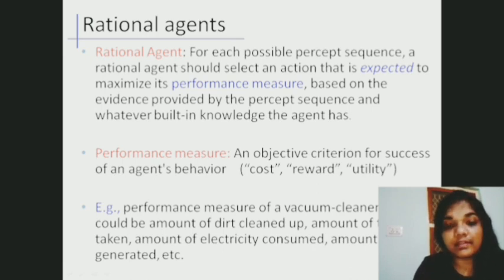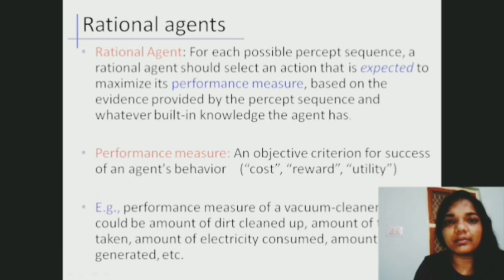So the performance measure of a vacuum cleaner agent could be, as I explained, what may be the factors based on which the performance measurement can be done? It can be the amount of dirt that is cleaned, the amount of time taken to clean that dirt, the amount of electricity consumed, the amount of noise generated. Got it? That means the electricity consumed must be less, the noise generated must be less, the time taken must also be less, and the amount of dirt cleaned up should be more, that almost all the dirt should be cleaned up, right?